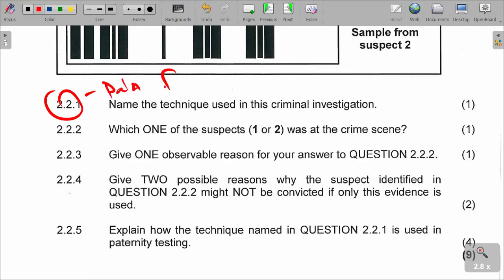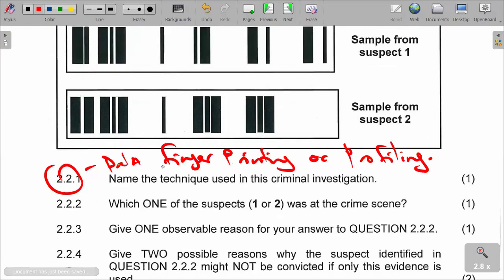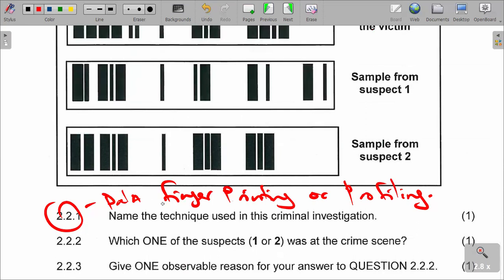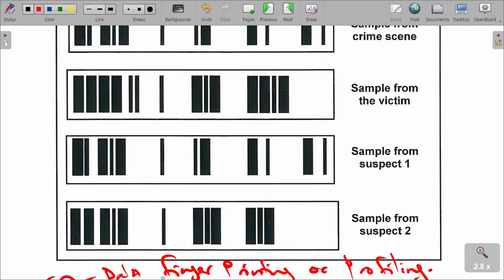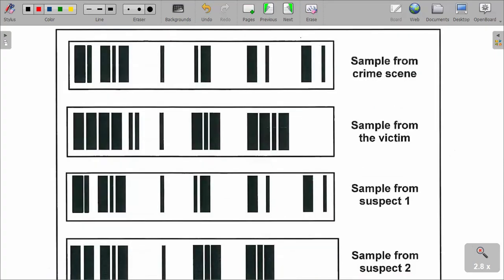DNA fingerprinting, or we can say DNA profiling. And then, which of the suspects was at the crime scene? We have the sample from suspect 2, sample from suspect 1, sample from the victim, and then the sample from the crime scene.